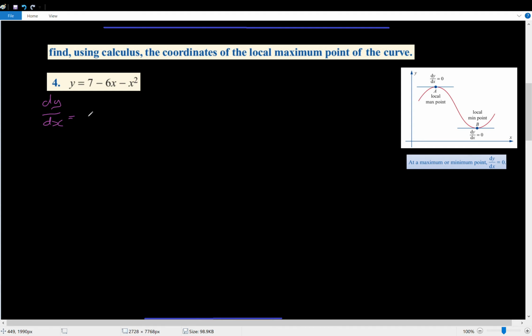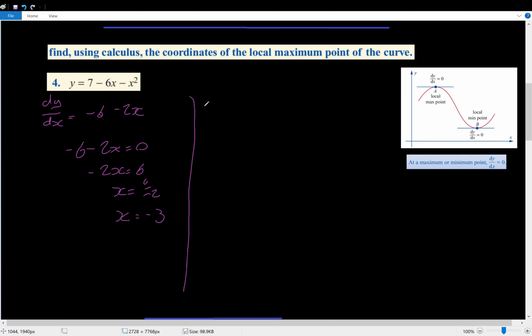So when we differentiate this, we're going to get minus 6 minus 2x. Now we're going to set that equal to 0 because we need to find our local max. So it's going to be minus 6 minus 2x equals 0, which means minus 2x is equal to 6. So x is equal to 6 over minus 2, which means x is equal to minus 3. And then from here we're going to calculate our y value by putting our x value back into our original function.